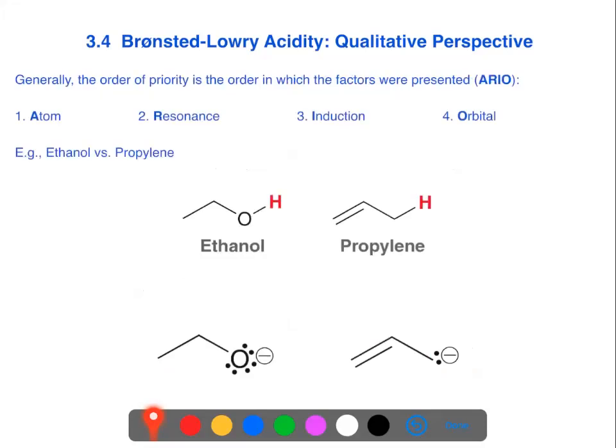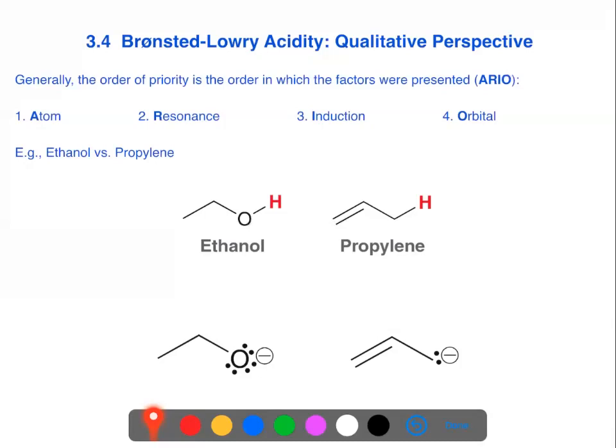So that concludes the factors that we consider when assessing the stability of a conjugate base. And in general, the order of priority is the order in which the factors were presented. Meaning that the atom is the most important factor, followed by resonance, then induction, and then the orbital effect. And these four factors combine to give us this abbreviation, ARIO, and this is what we typically use in our qualitative approach to assessing the relative acidity of two compounds.